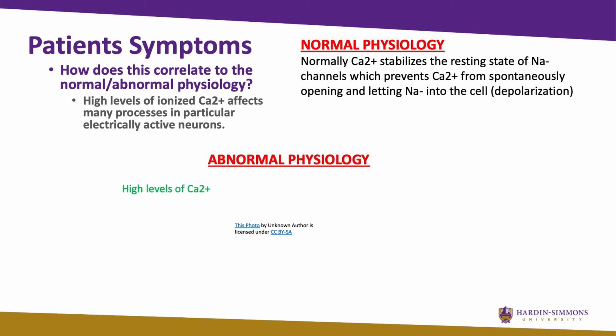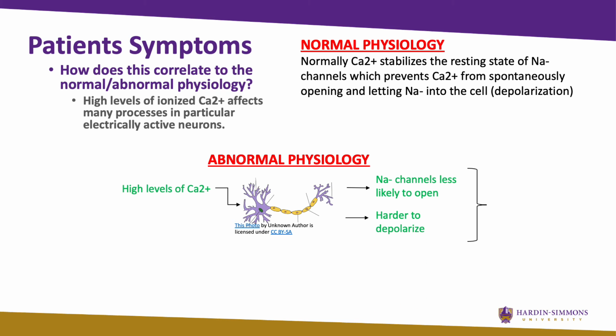When we have abnormal physiology, we have high levels of calcium, which lead to the neuron having sodium channels less likely to open, making it harder to depolarize. And this is going to lead to a less excitable neuron. Now, when we have a less excitable neuron, we don't have our synapses occurring in our normal physiology. Patients who have a mild hypercalcemia may not even have symptoms, but if you have a more severe case of hypercalcemia, you're going to have severe symptoms.